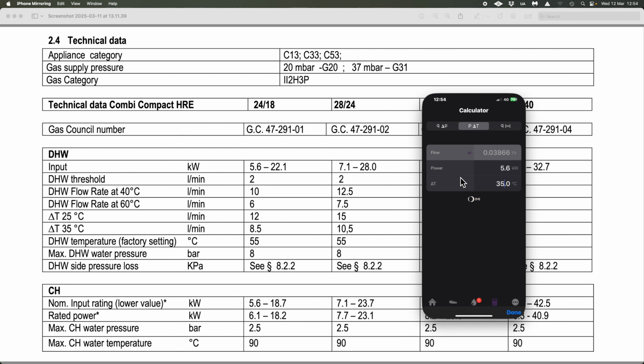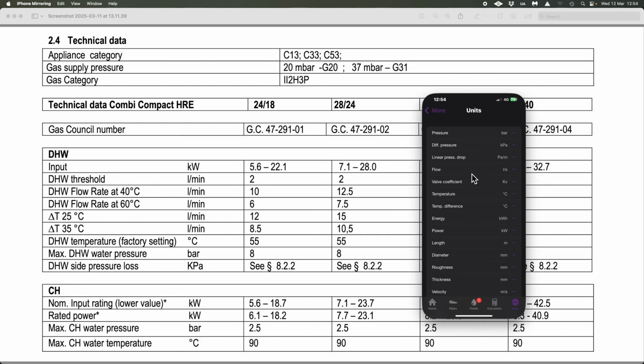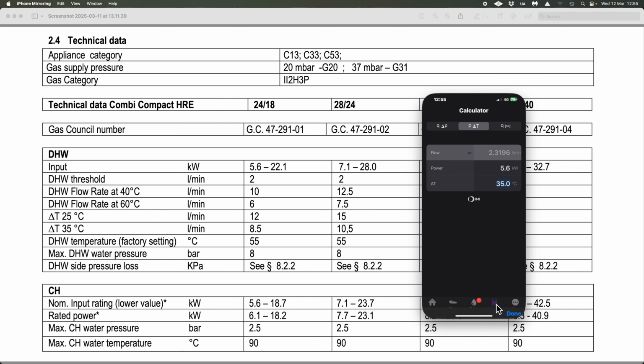35 degrees. And if we say we've got 28 kilowatts coming in for the hot water on a 28-24, I think because it's 45, we're going to end up around 11 litres per minute, something like that. But the first thing we need to do, let's just double check that our units are correct, and we are looking at litres per minute flow. So we're on litres per second at the moment. So let's put it on litres per minute. Okay, so that'll give us the right result.